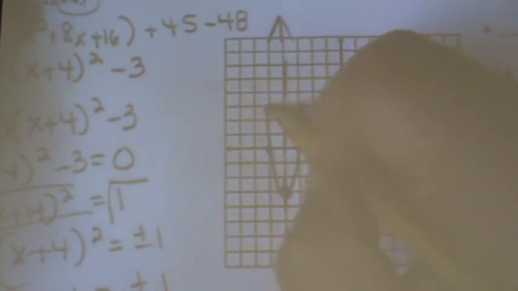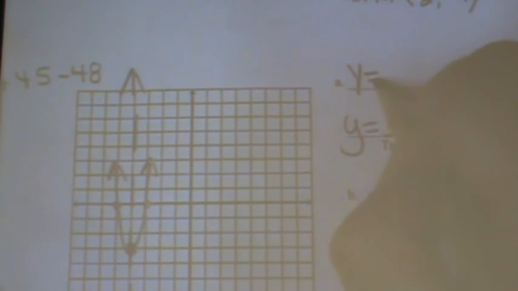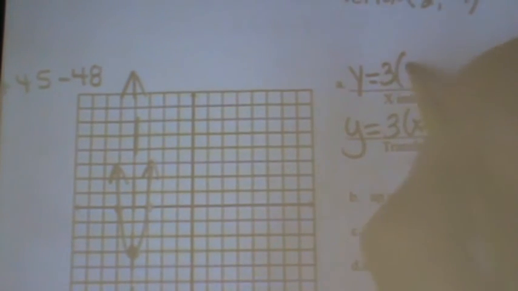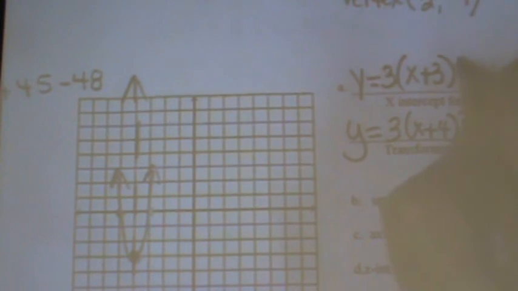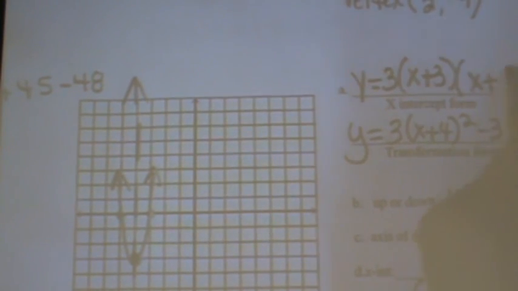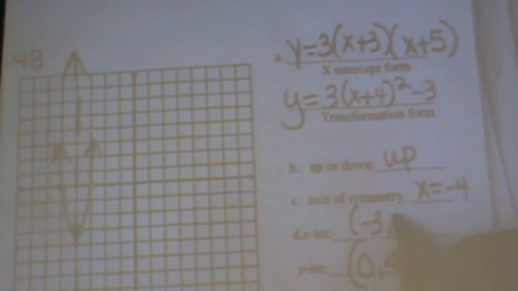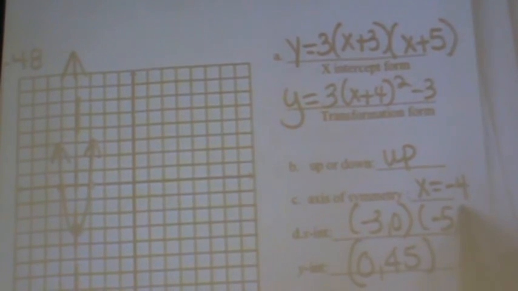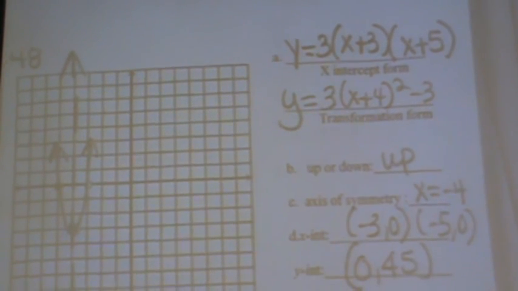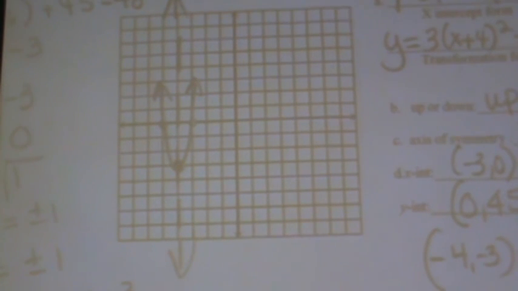So how do you write this in x-intercept form? And here's the graph of it. So it's y equals, the a value is 3, and then it's (x plus 3) times (x plus 5). And our x-intercepts are (-3, 0) and (-5, 0). And that's the graph. This concludes today's homework.